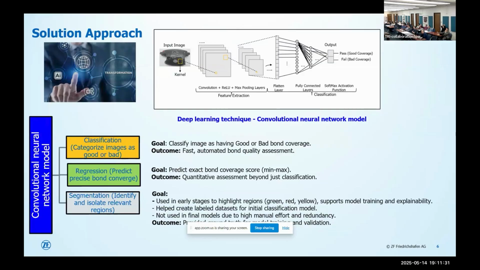The solution approach we took was, okay, let's use this deep learning technique, CNN, and we came up with 3 approaches. One is classification. First, we need to classify if it is good or bad. Then we need to predict the score. Like we had a requirement of 90% or above is a pass, 90% or below is a fail. And so we came up with a regression model to give the predictive score. And then segmentation. The segmentation was mainly used to identify good or bad. And this is again one application where Akshayaa did this project. So I want to hand over for the technical details.